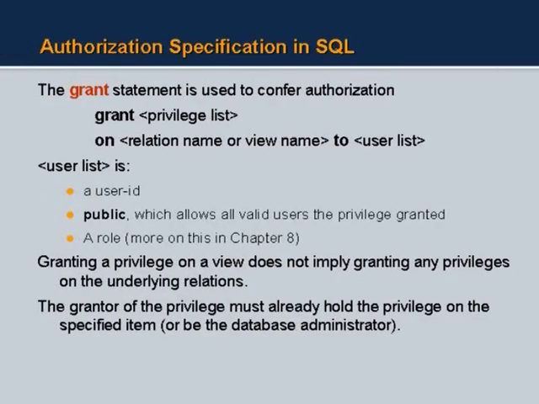So how do you actually specify the authorizations? You can grant the authorization or revoke it. So you can grant privilege list on relation name to user list. In fact, you can even have a list of relations here. So user list could be a user ID. In your case, in the lab, your user ID is LIC130 or so. It could be public. So if you grant something to public, all valid users get that privilege.